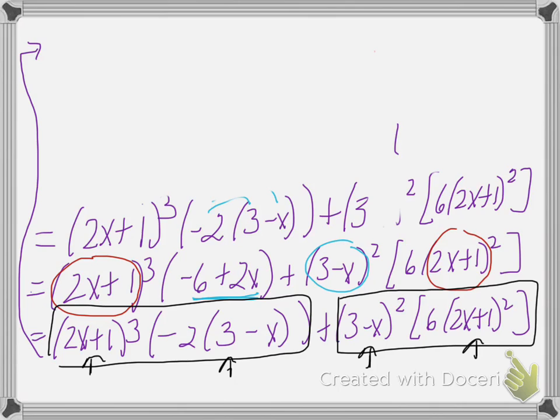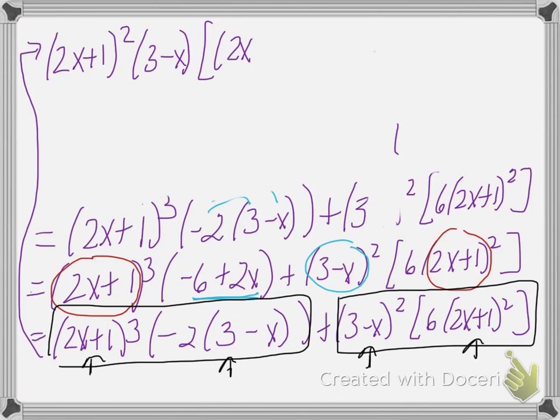Alright, so I'm going to factor out a 2x plus 1 to the second power, and I'm going to factor out a 3 minus x. And that's going to leave 2x plus 1 times negative 2 plus 3 minus x times 6. And now we're just going to simplify that.